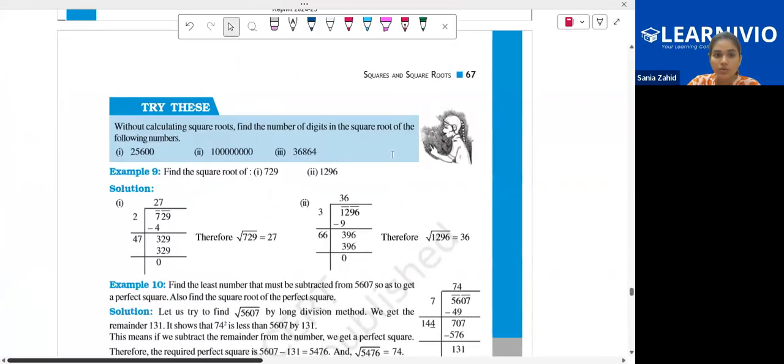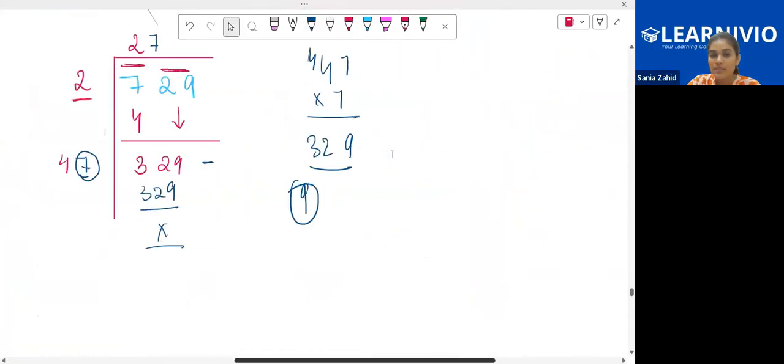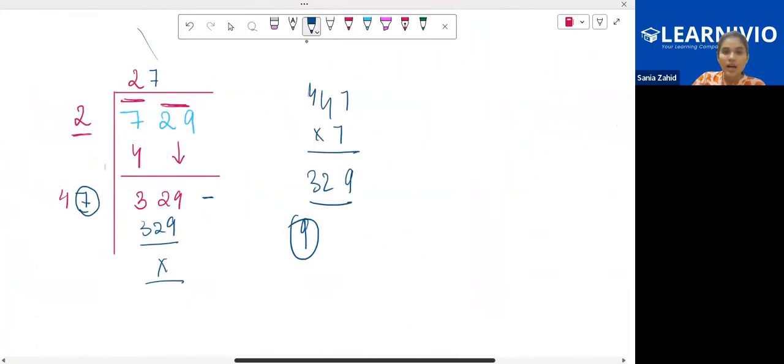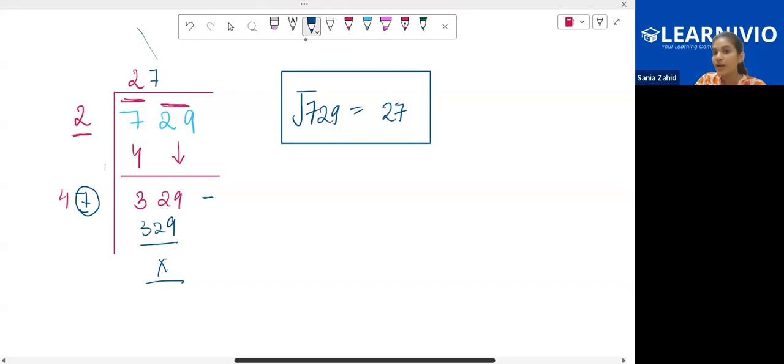Okay. So we'll come to more questions. Let's come to this 1 to 96. So the answer for this question. Now you see, what is the square root of 729? 27. Okay. Now you would have done this by the prime factorization method also, but the division method is the fastest.